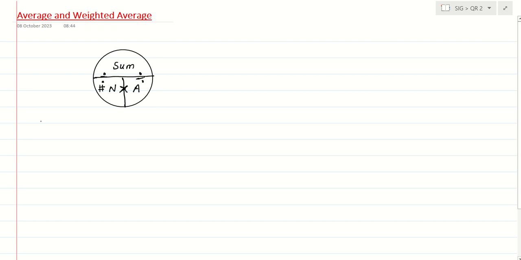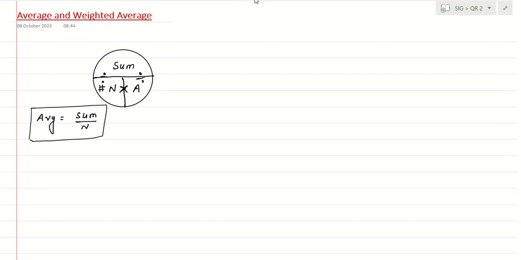And of course we know the average. What is average again? Average equals sum divided by number of terms. That we know, right? And how to find the sum? That is sum equals average into n. Okay. Now what is weighted average?